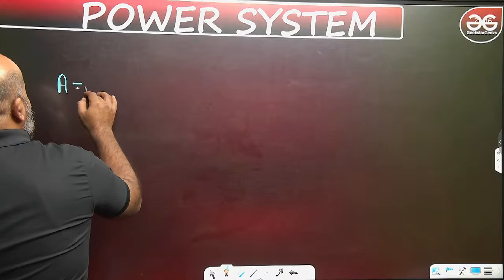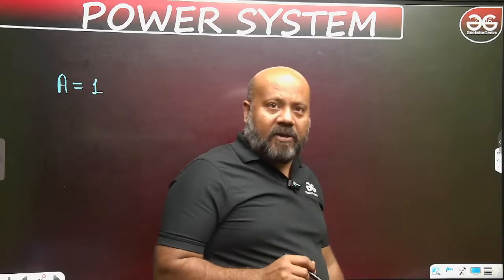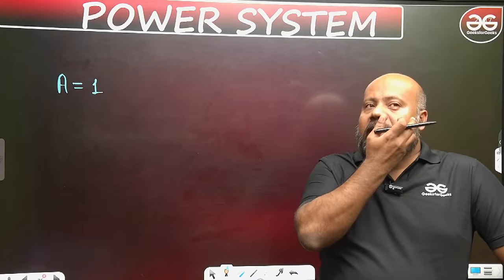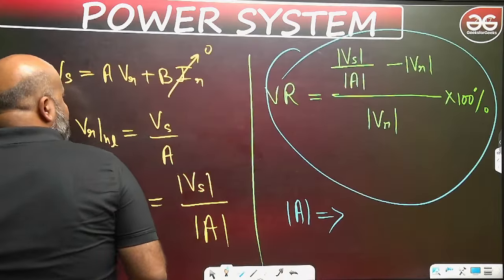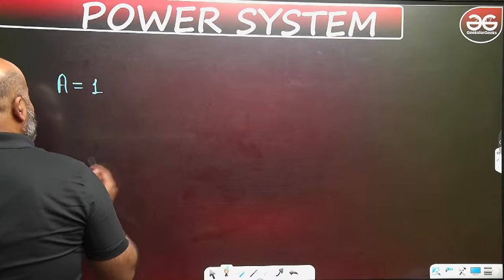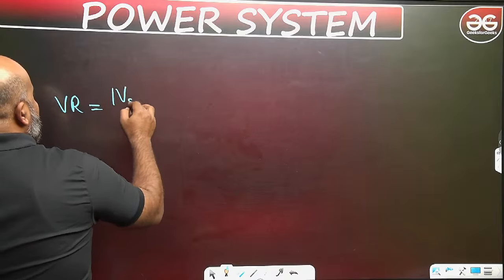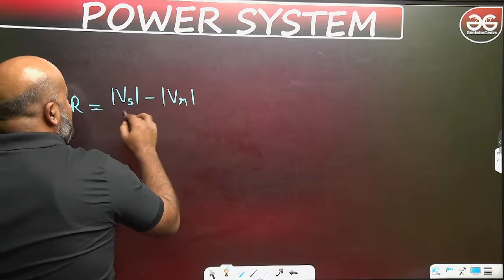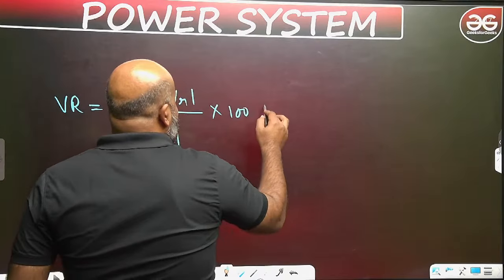Suppose the A magnitude is coming as 1. A magnitude, A parameter, we have discussed what this is. Suppose the A parameter is coming as 1. If the A parameter is coming as 1, it means the voltage regulation is simply magnitude Vs minus magnitude Vr upon magnitude Vr multiplied by 100.